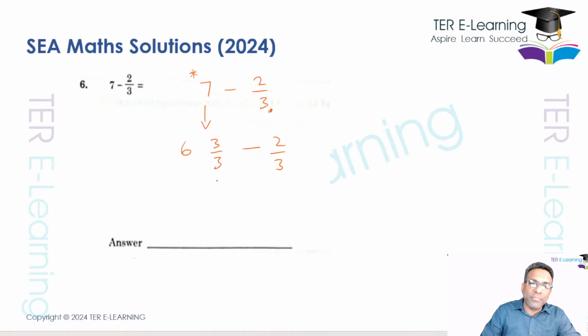So what that is allowing me to do is to take this whole, which is 3 over 3, and subtract 2/3. So if you subtract that, you're going to end up with 1/3. So in this case my answer is going to be 6 and 1/3.